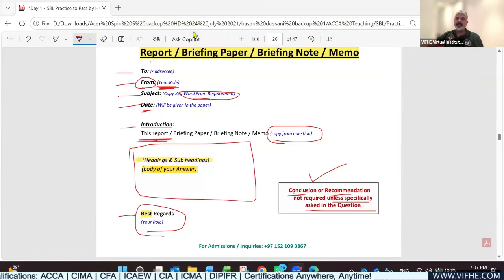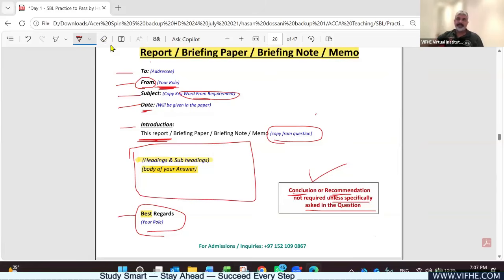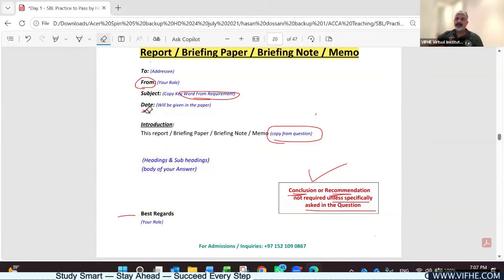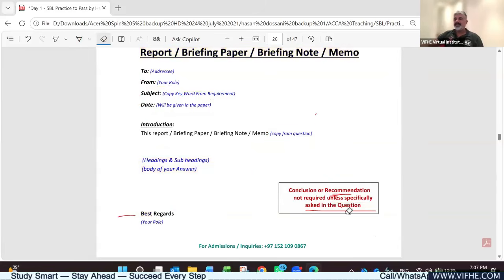Any questions on the report format, briefing paper, briefing note, or memo? This covers 80% of your paper. All right, let's move on.